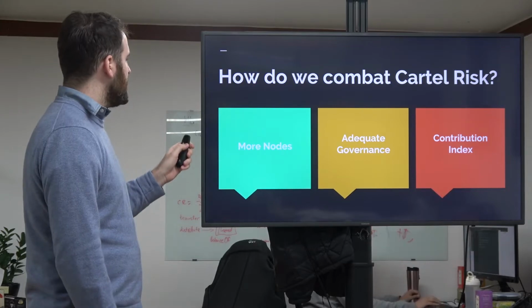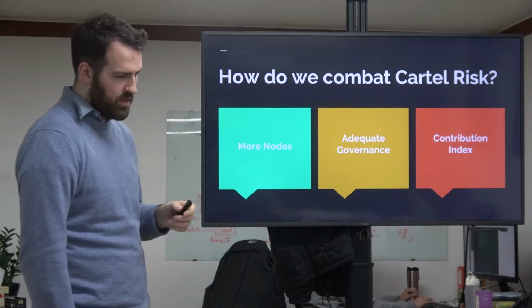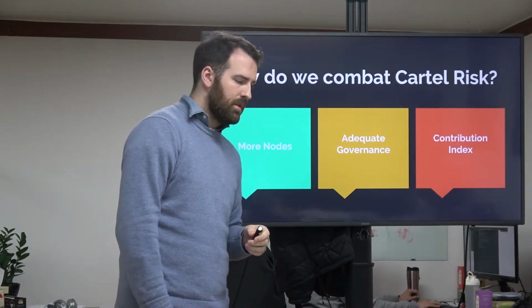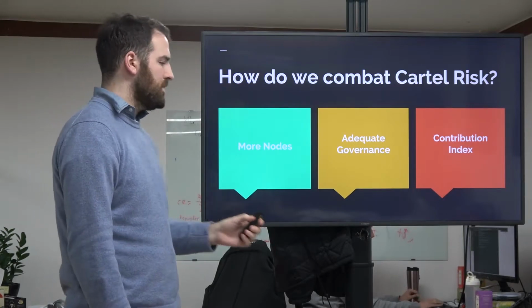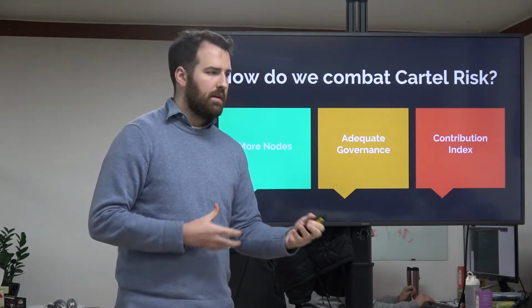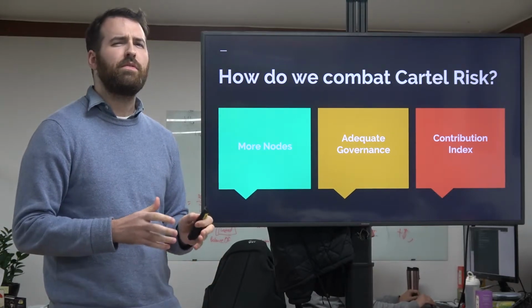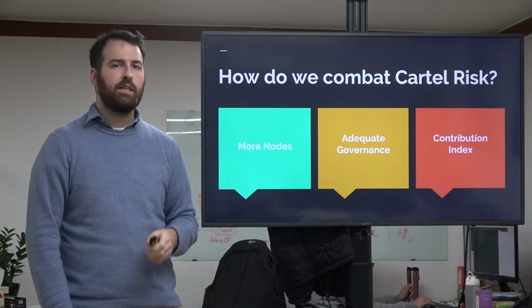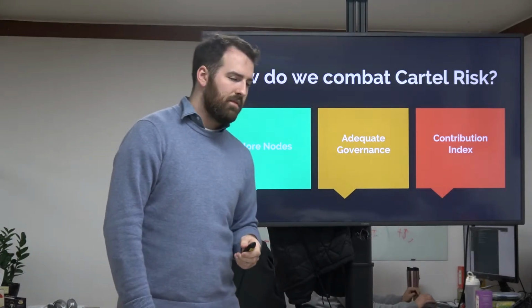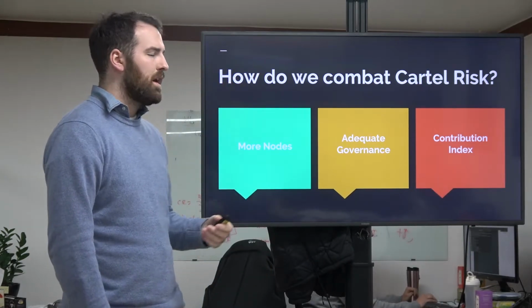Almost. So how do we combat cartel risk, which is one of the first questions that we wanted to combat? More nodes is a slight way to do it. The more nodes you have, the harder it is to have them all collude together. We believe 21 is just too few. Adequate governance. We're not going to get too much into that in this slide, but by having adequate governance, we can combat some of the cartel risk. And then thirdly, the contribution index.